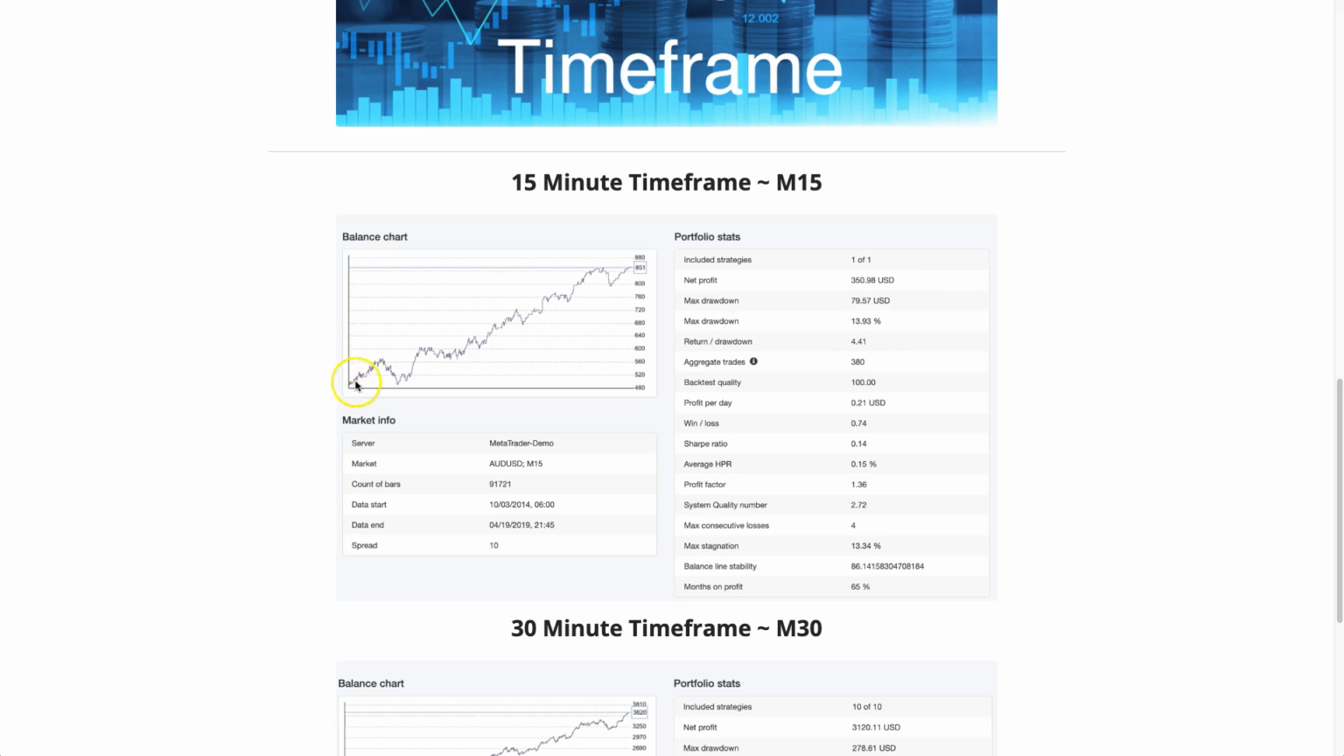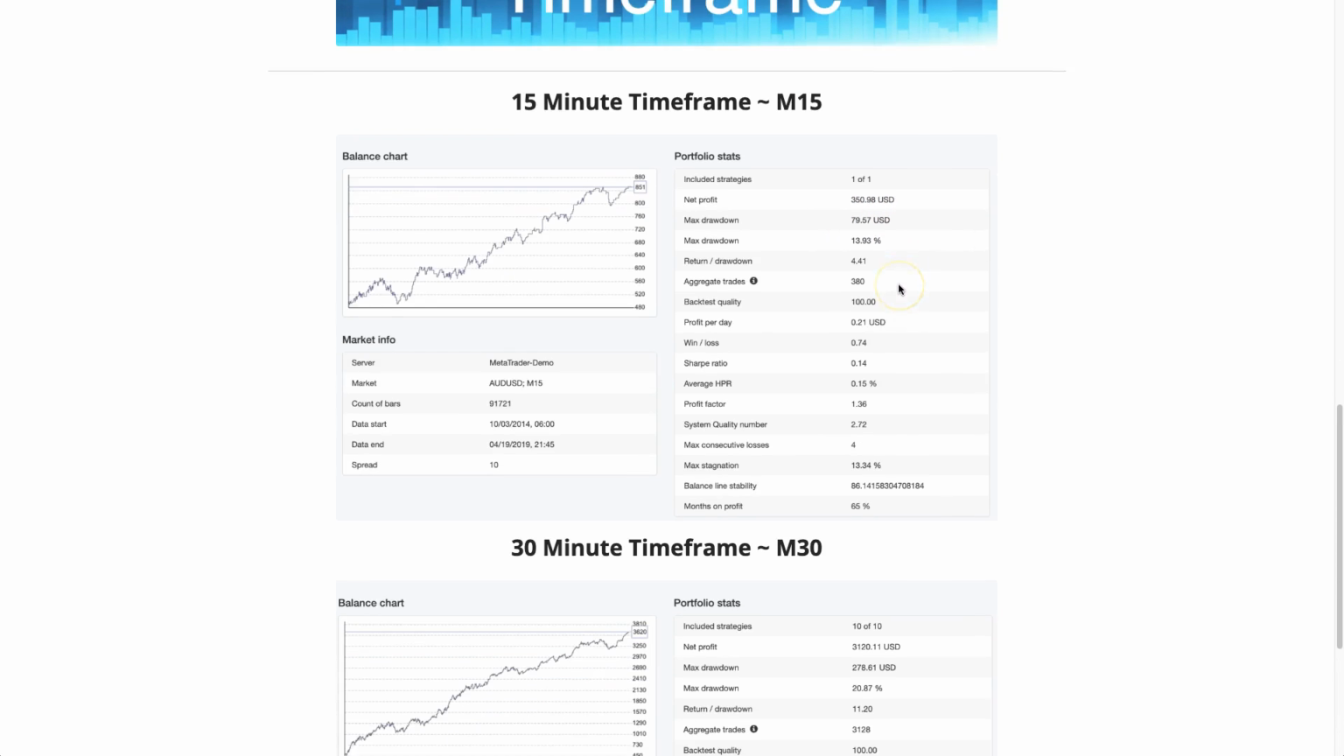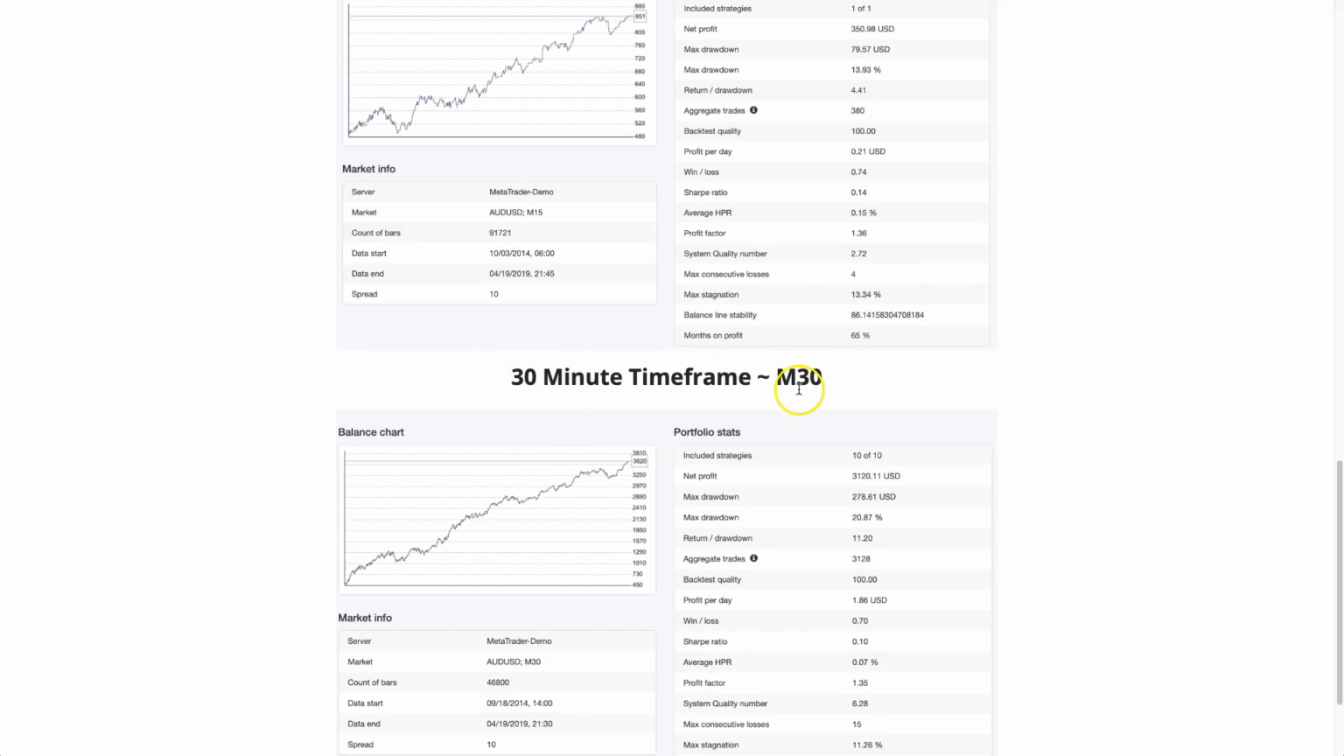So this chart, that's not a price chart of the Australian dollar. That's a balance chart of this portfolio of strategies. In this case, on the M15, the 15-minute chart, there is only one strategy that we're trading. So let's go down to the 30-minute time frame then. On the 30-minute time frame, we've got 10 different strategies that we're trading.